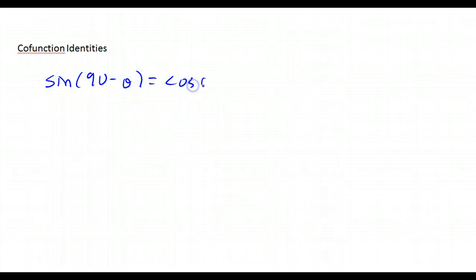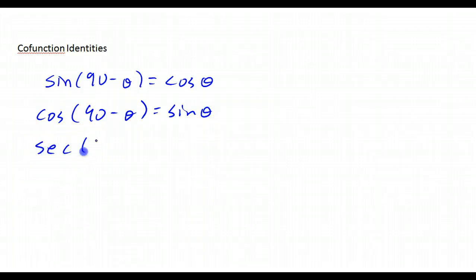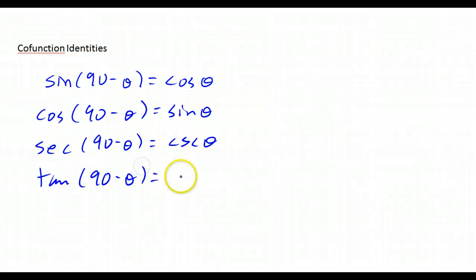So I spoke earlier about how sine and cosine are cofunctions, which means that the sine of a complement of an angle is equal to the cosine of the angle. And of course that works the other way too. Cosine of a complement is equal to the sine of the angle. Secant is a cofunction with cosecant, and tangent is a cofunction with cotangent. So those are useful to know.